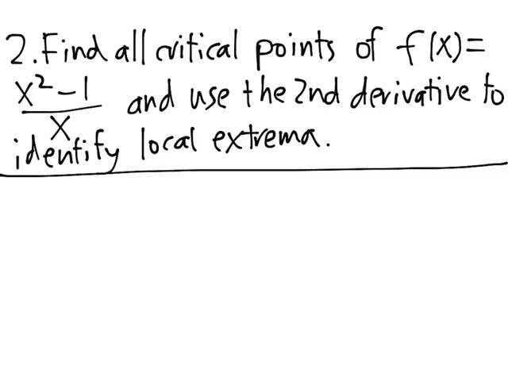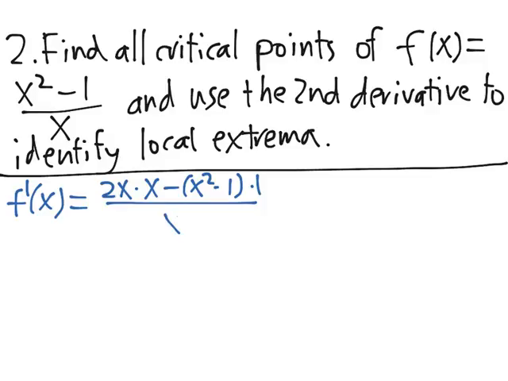Problem 2. Find all critical points of f(x) = (x² - 1)/x, and use the second derivative to identify the local extrema. To solve this problem, we're going to need to calculate both the first and the second derivative of f. The first derivative is f'(x) equals 2x, the derivative of x² - 1, times x, minus the quantity x² - 1 times the derivative of x, which is 1, over x².